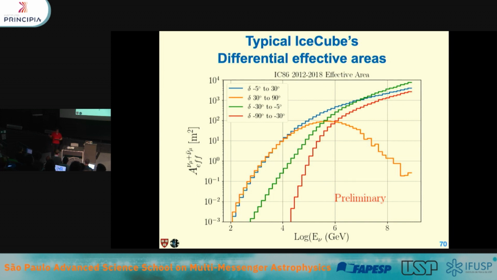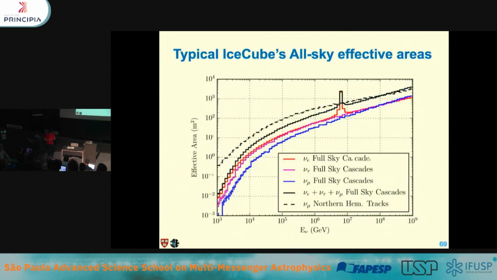That's right. There are different directions in which the neutrino is incoming at the detector. Good. Okay. So now I want to be sure that we are all on the same page of how to use effective areas.